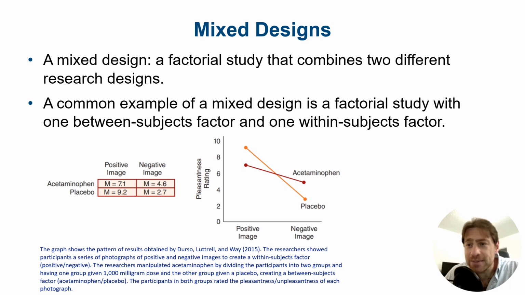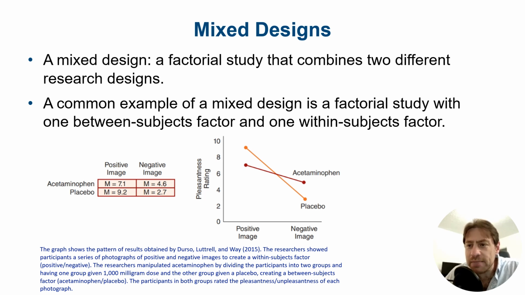Now the findings shown here are very interesting. And the findings are that the acetaminophen group rated both positive and negative photographs less extremely compared to the placebo group. So this suggests that acetaminophen reduces the emotional experience of both pain and pleasure. There's like a dulling of pain and pleasure caused by acetaminophen.